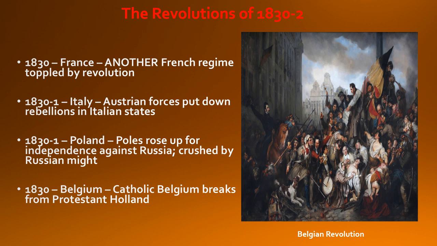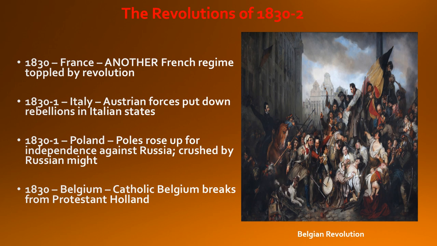So in that same year, Italy and Austrian forces put down rebellions in the Italian states. In Poland, the people rose up for independence against Russia. Once again, Russian Tsarist forces crushed a Polish insurrection. Russia had subdued Poland and carved it up, as I said, for not the last time. And when the Polish uprising had the audacity to rise up against Russian rule, it was summarily ended.